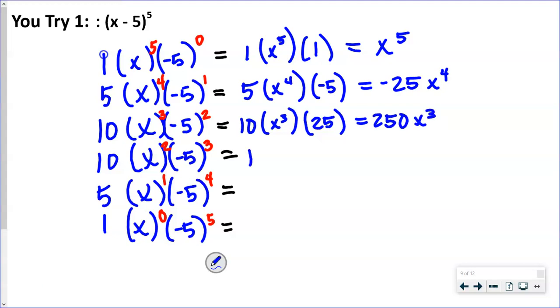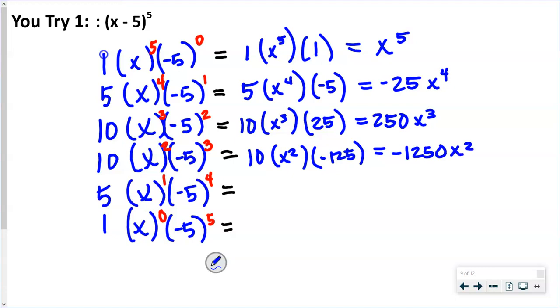Then the next one is, again, 10. This time it's going to be x squared. And this time we're going to multiply negative 5 times negative 5. That's going to be positive 25, and then we're going to multiply that by, again, another negative 5. So that's going to be negative 125. And then we're going to multiply that by 10. So that's going to give us negative 1,250 x squared.